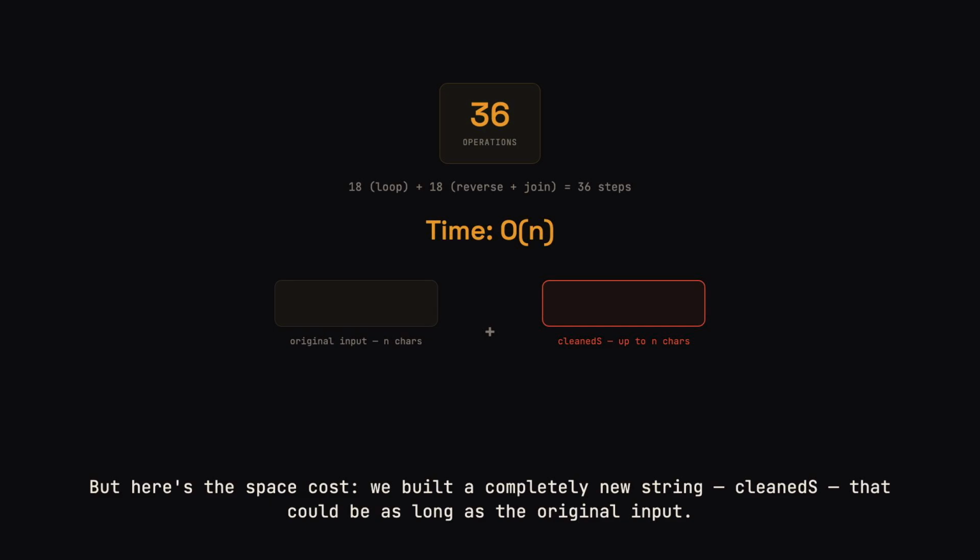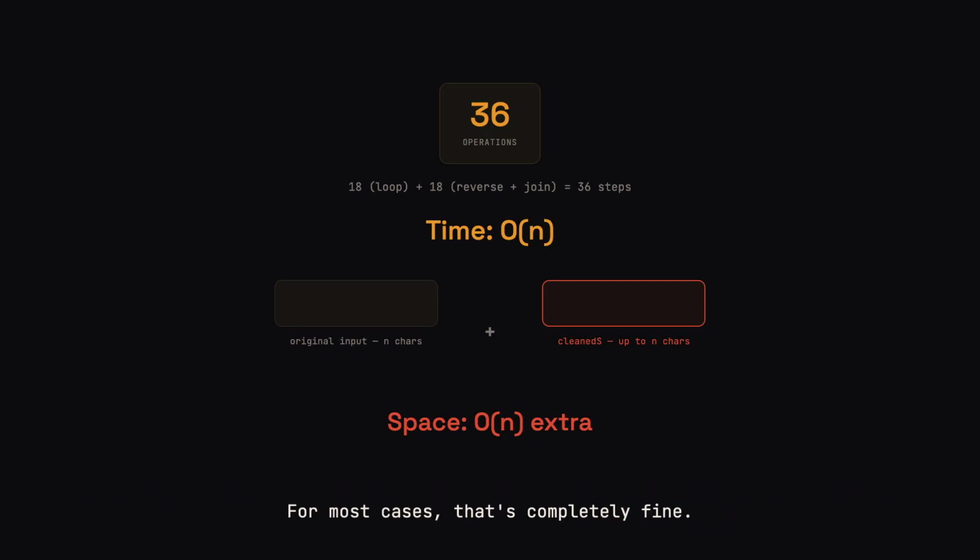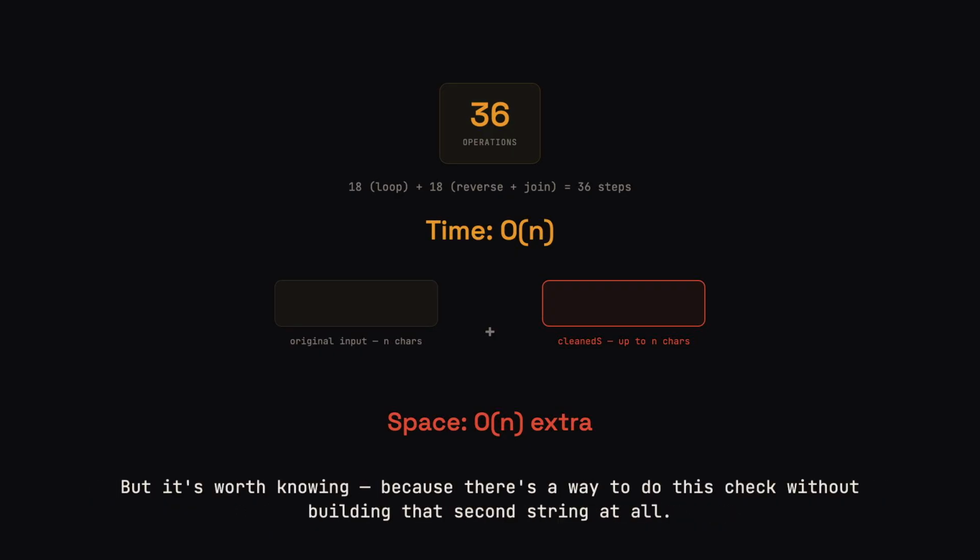But here's the space cost. We built a completely new string, cleaned, that could be as long as the original input. That's O(n) extra space. For a string of a million characters, we are creating a second string of up to a million characters just to check a palindrome. For most cases, that's completely fine, but it's worth knowing because there's a way to do this check without building that second string at all.